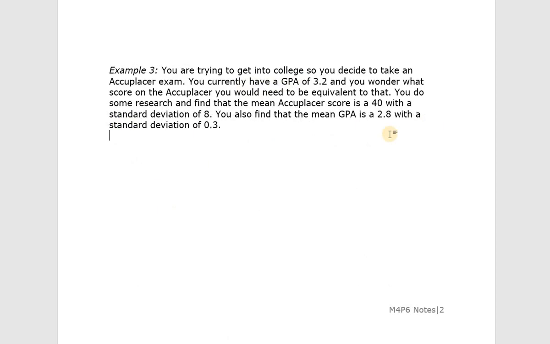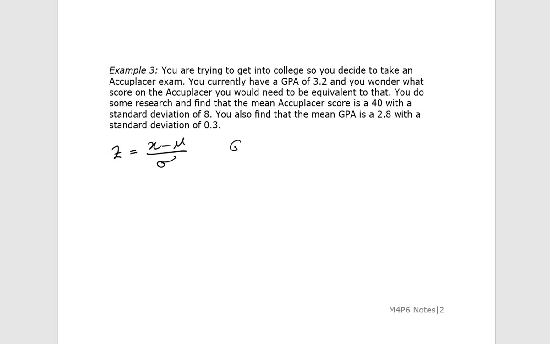You're trying to get into college, so you decide to take an Accuplacer exam. You currently have a GPA of 3.2, and you wonder what score on the Accuplacer you would need to be equivalent to that. You do some research and find that the mean Accuplacer score is 40 with a standard deviation of 8. You also find that the mean GPA is 2.8 with a standard deviation of 0.3. So the first step that you're going to do is to compute your z-score for your GPA. So we're going to compute the z-score for your GPA.